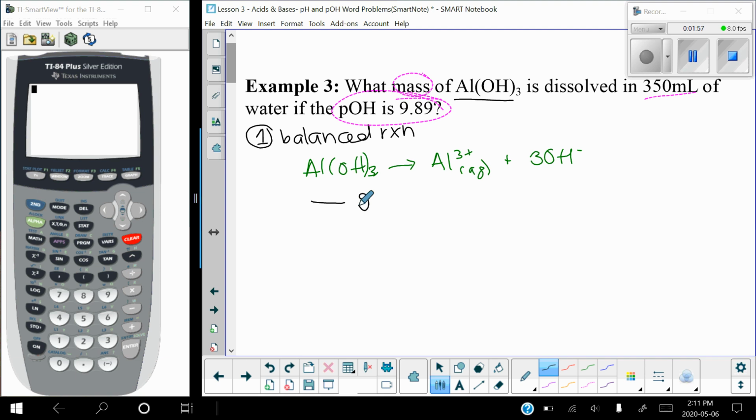Then from here, you're going to ask yourself, what connects me to my flow chart? Is it aluminum ions or hydroxide ions? I would have to say that our hydroxide ions connect us to the flow chart. If we are able to use the flow chart to get a concentration for hydroxide, then we can work it backwards to find our mass of solute. So step 2 is use flow chart.